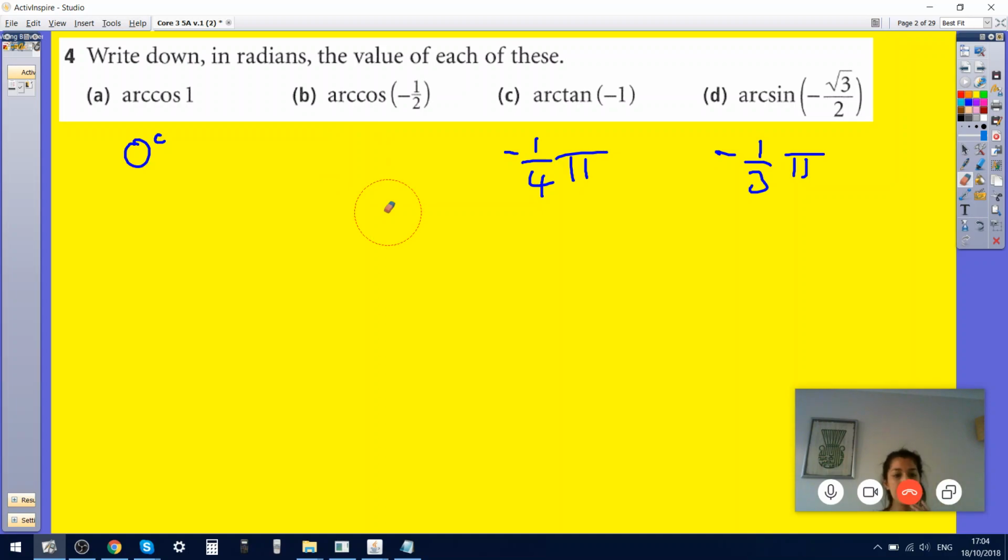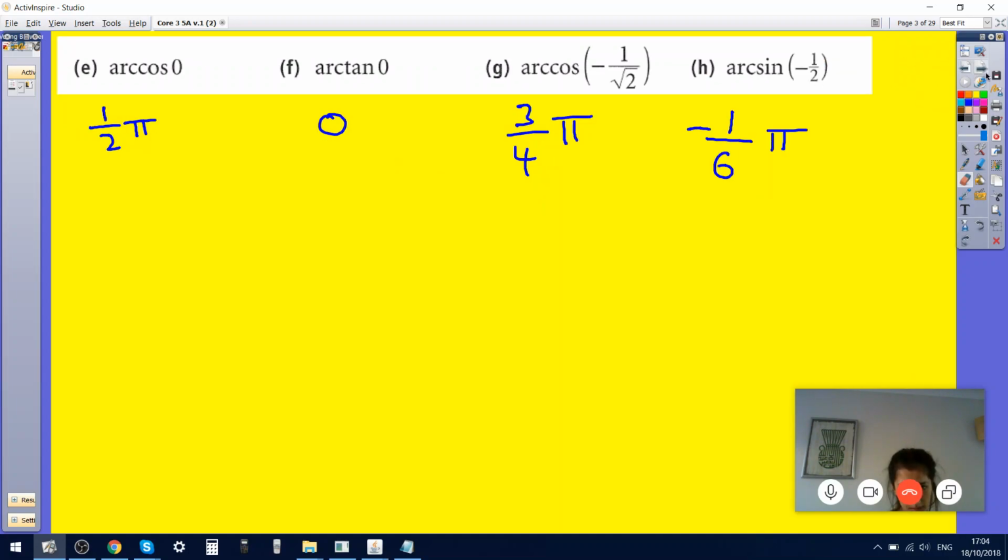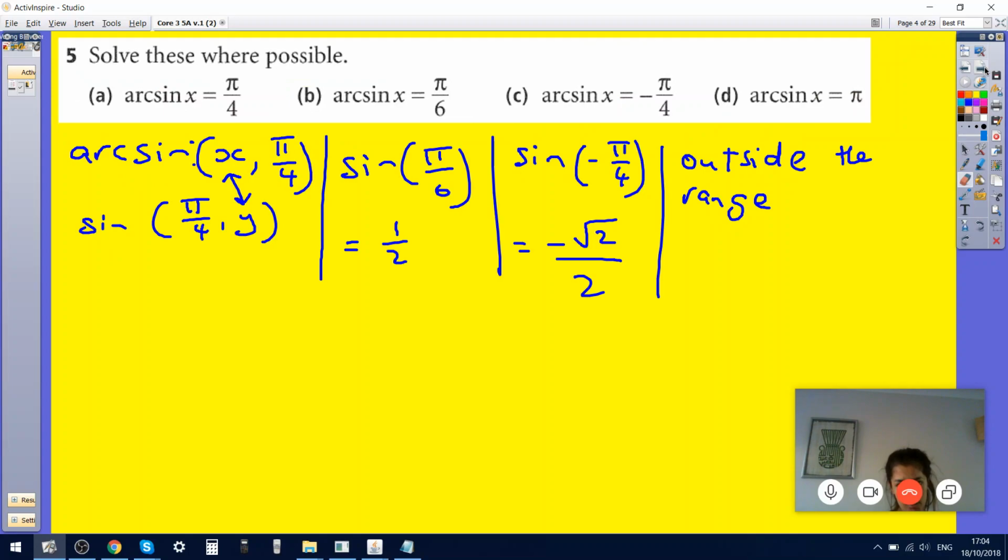Okay, maybe just try radians, arc cos of -1/2. It is 2/3 pi. Yep, 2/3 pi. That's fine. Anything like that can just go into your calculator.